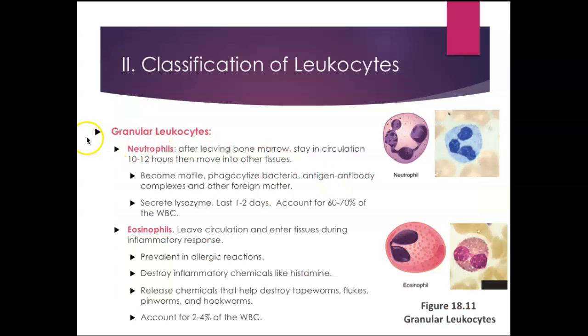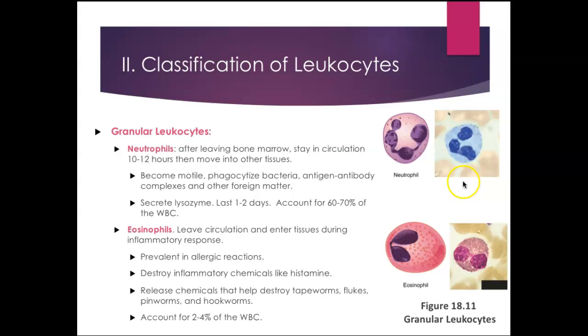And so let's talk about those different classifications of our white blood cells. Remember, we had two classifications, our granulocytes or granular leukocytes and agranulocytes or agranular leukocytes. So we'll start off describing our granular leukocytes, which includes our neutrophil cells. They are going to leave our bone marrow and then stay in circulation for about 10 to 12 hours and then move into the tissues.